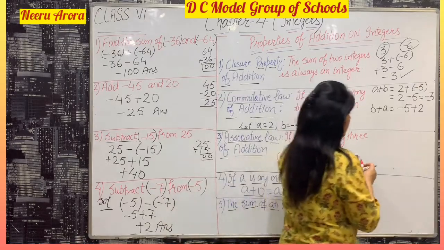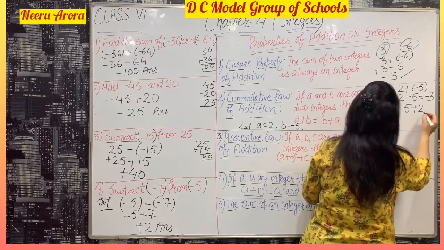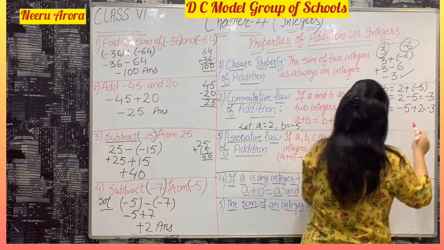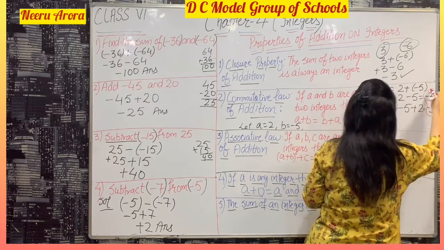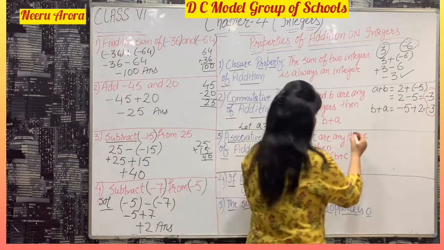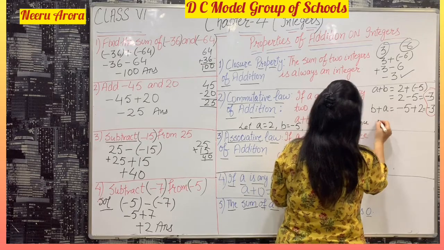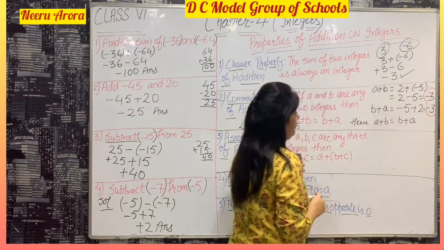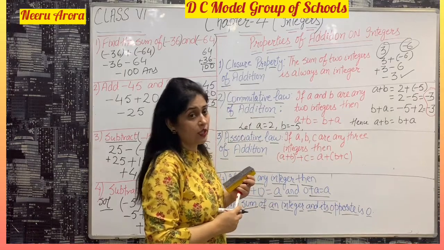Opposite signs, so we subtract the terms. When we subtract the terms, here it comes 3, and the sign of the bigger term comes. So you can see that a plus b and b plus a are the same. Hence, a plus b is equal to b plus a. Both sides are equal.